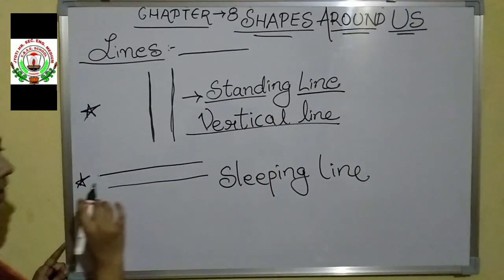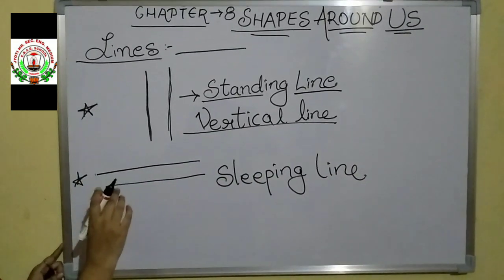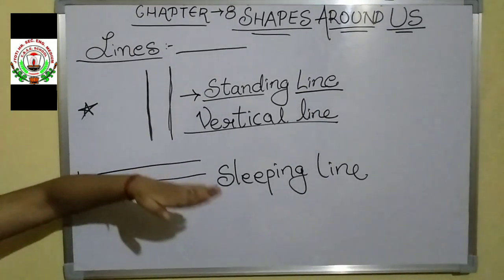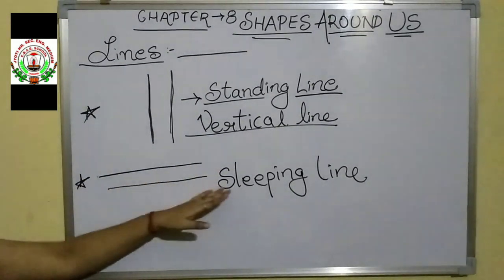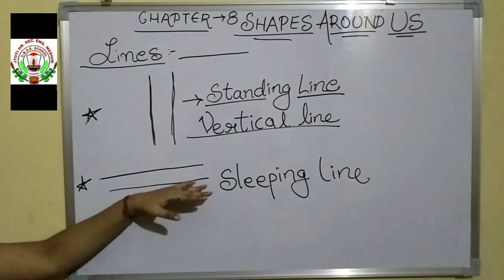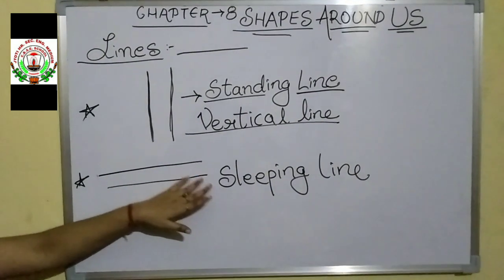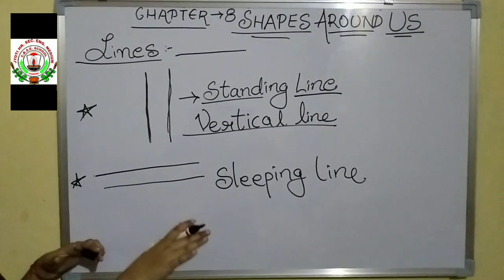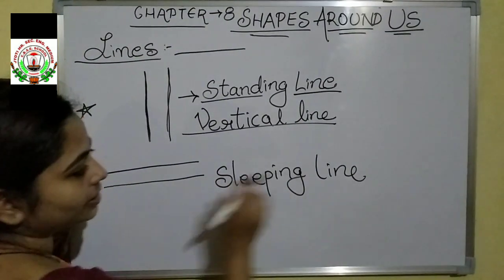So children, can you guess why it is called a sleeping line? Because this is not in the standing position. This is like in this form, from left to right or right to left. This is in the sleeping form. It is lying down, lying down over something. It seems as if it has been laid down on something. That is why it is called sleeping line.